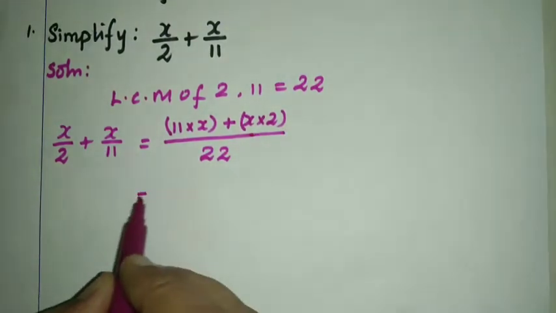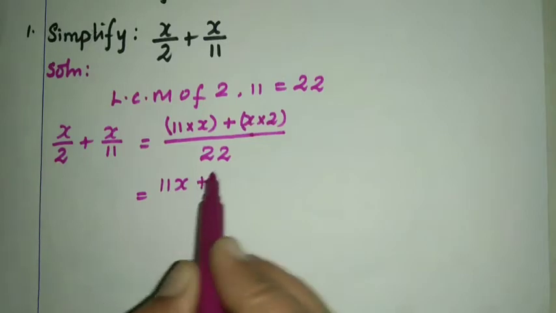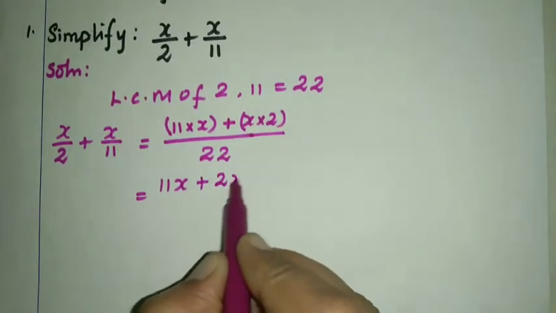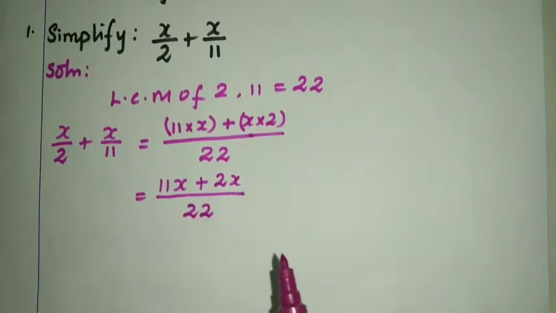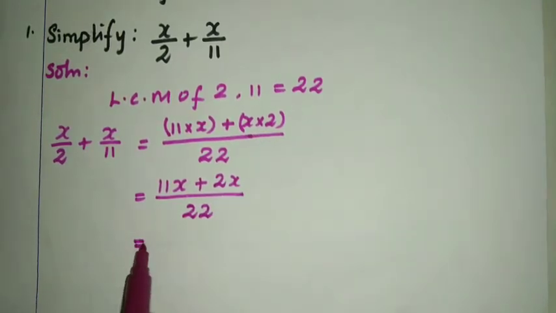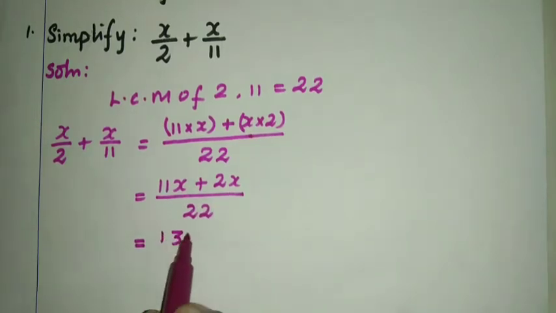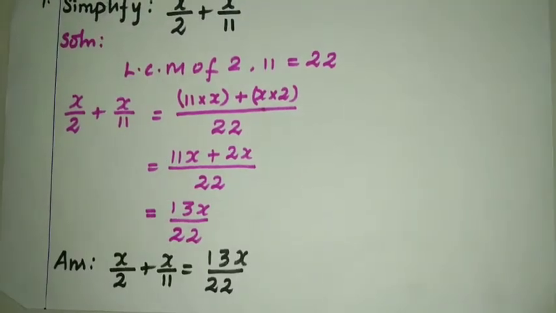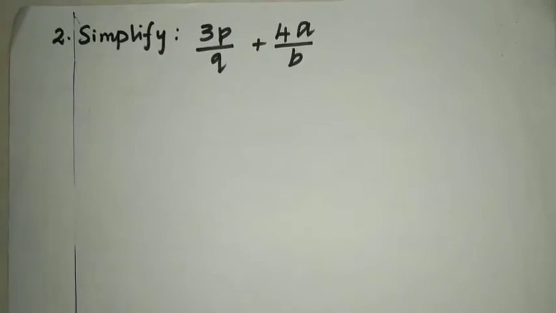Next step, which is equal to 11 into x is 11x plus 2 into x is 2x, divided by 22, which is equal to 11x plus 2x is 13x by 22. Here comes the answer.